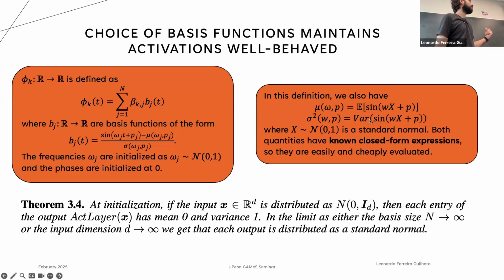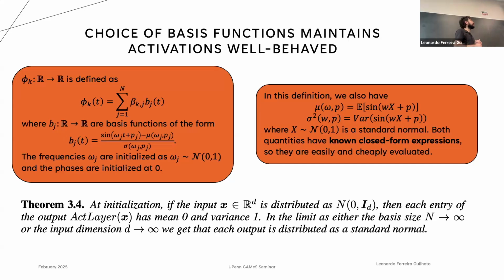Okay, so what we're doing over here is we're effectively removing the mean and then dividing by the standard deviation, and that means that if the input to this basis function is a standard Gaussian, then the output will at least have mean 0 and standard deviation 1.